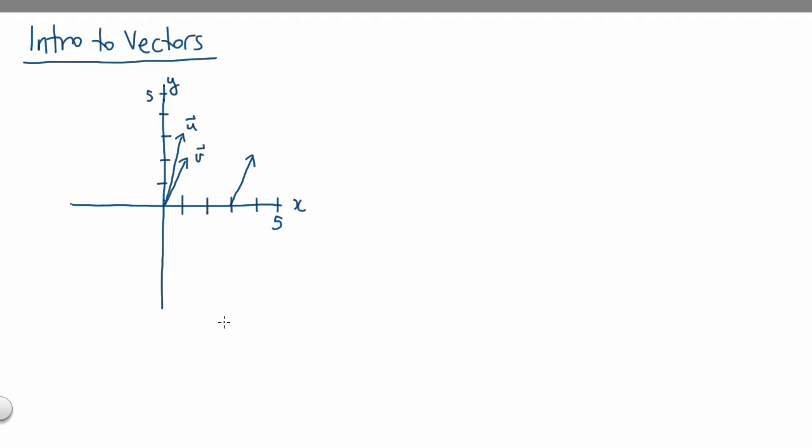Here are three vectors. Vector u goes 1 unit to the right, 3 units up. Vector v goes 1 unit to the right and 2 units up. And this third vector here, which we have not yet named, goes 1 unit to the right, 2 units up.